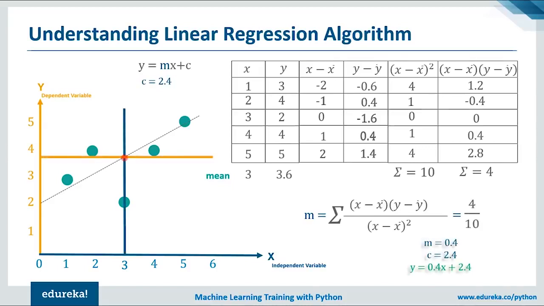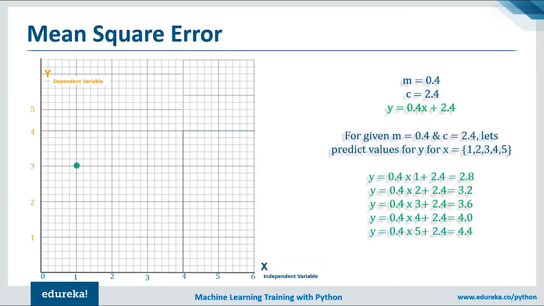And then finally, the equation of the regression line we get is y equals 0.4 times x plus 2.4. So this is the regression line. This is how you're plotting your points. This is your actual point. Now for given m equals 0.4 and c equals 2.4, let's predict the value of y for x equals 1, 2, 3, 4 and 5.